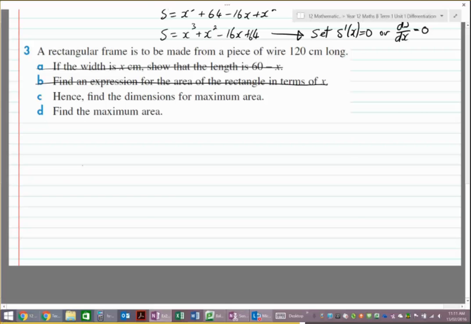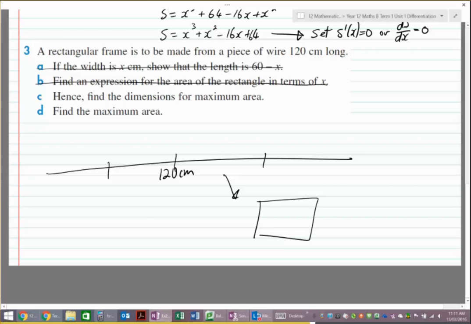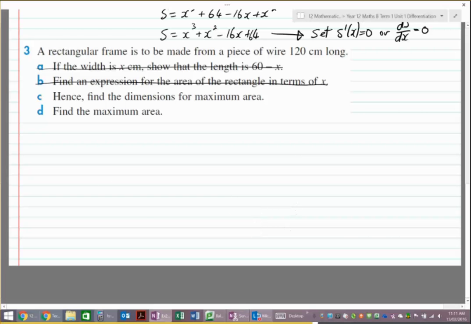So I've got this piece of wire that's 120 centimeters long, and we're going to make a rectangle out of it. So we'll cut it and bend it in 3 places, okay, and it's going to transform into a rectangle. Okay, in this scenario, I'll draw a diagram of my rectangular frame, and I'll label the 2 dimensions.